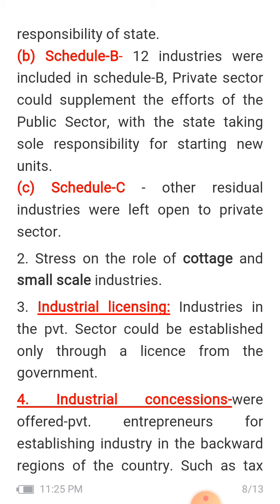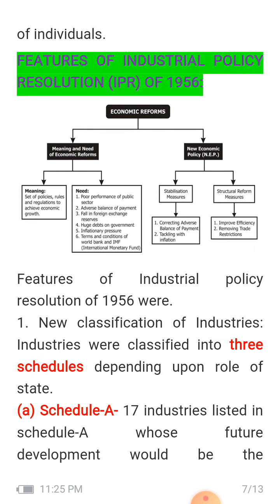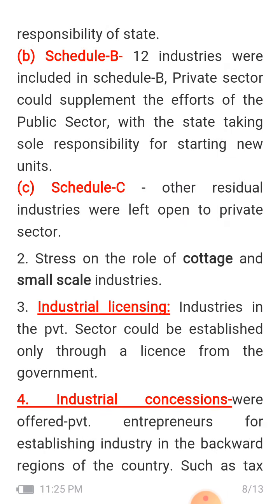Third, Schedule C: other residual industries were left open to the private sector. So this is the private sector. So we understand here 3 schedules depending on the role of the state. First is public sector, second is public plus private, and third is called residual industries, the private sector, right? These were the roles of these 3 industries fixed by the state.